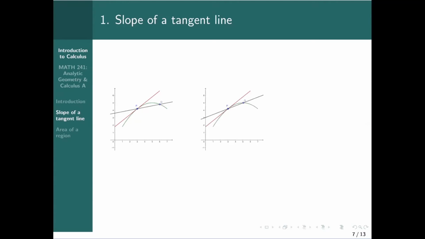Now let's consider this second picture where we moved point Q along the curve closer to P. And now the new secant gives a better approximation to the tangent line. Well, I think that you already got the idea, but let me show you another approximation that is even better. So the third picture gives an approximation that is even better.